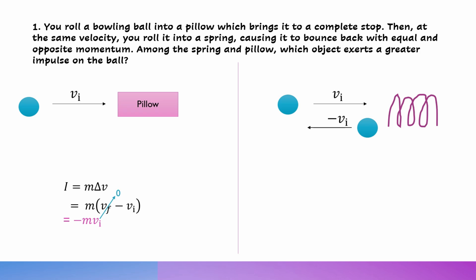So now we're going to repeat the same procedure that we did in the first scenario. We're going to write out our formula for impulse as m delta v. We're going to expand it out, and then we're going to substitute in what we know. We know Vf is equal to negative Vi, so impulse is equal to mass times negative Vi minus Vi. This simplifies to impulse equals negative 2m times Vi. Comparing our expressions for impulse, we can observe that the impulse imparted by the spring is double that of the pillow. The reason being that the spring causes a greater change in velocity of the ball.